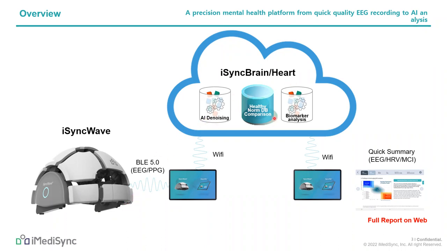In the cloud, the data goes through an automated AI denoising pipeline, and then sensor and source level features are extracted and compared to an age and sex classified normative database. The data also goes through biomarker analysis. We have MCI biomarker analysis using 19-channel QEEG data, and we also have depression and anxiety emotion biomarker analysis using HRV data from PPG sensors.